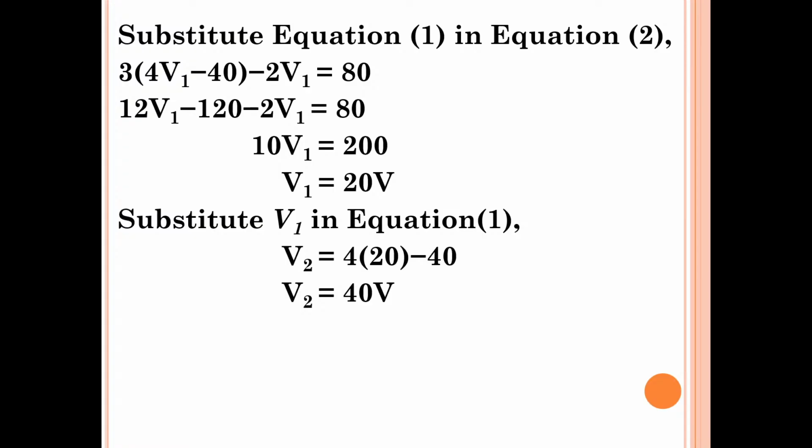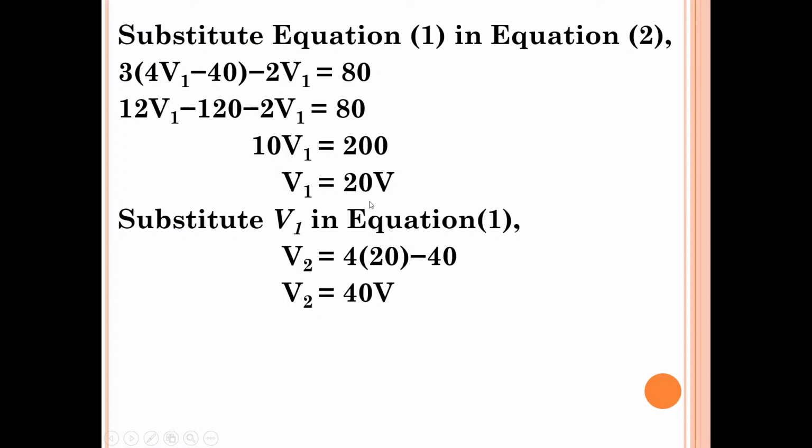Here I have done it manually. So I have substituted equation 1 and equation 2. So I have got 3 into 4V1 minus 40 minus 2V1 equal to 80. So all the terms are in terms of V1. So I have calculated V1 here. So we just expand this: 12V1 minus 120 minus 2V1 equal to 80, 10V1 equal to 200, and V1 equal to 20 volts you will get.